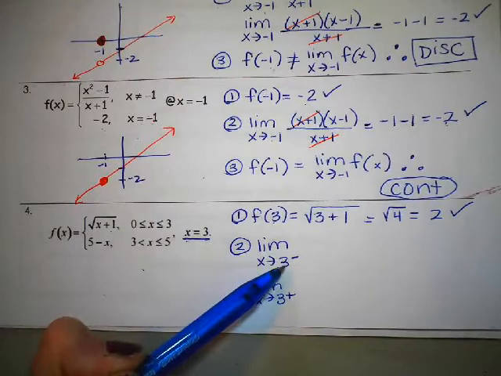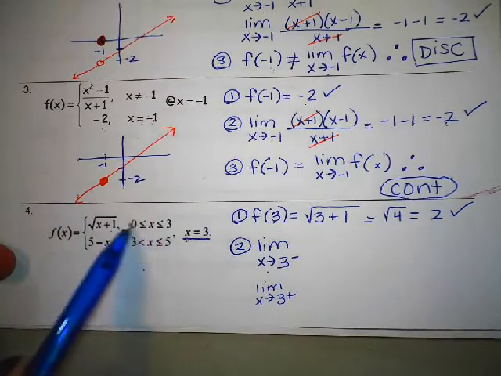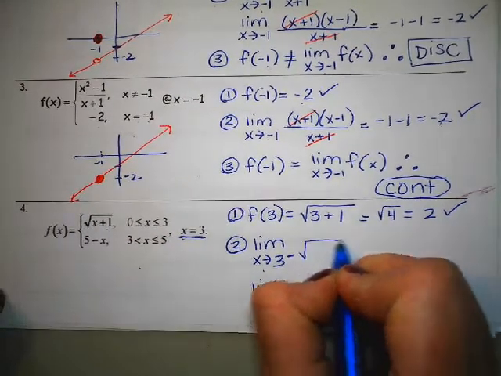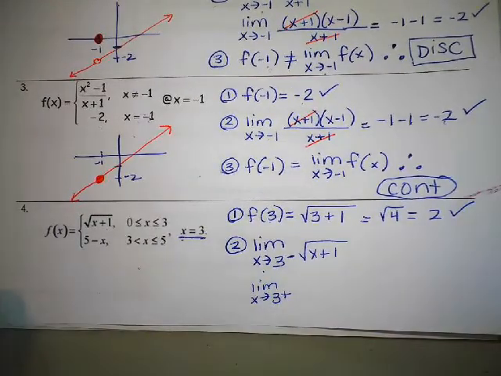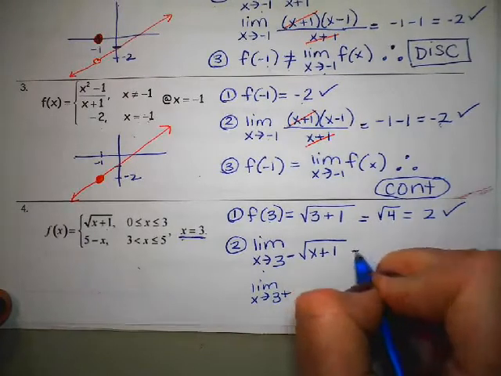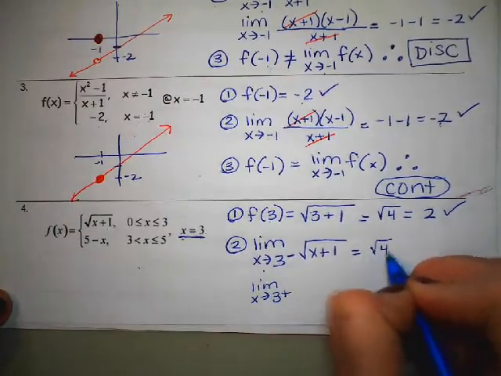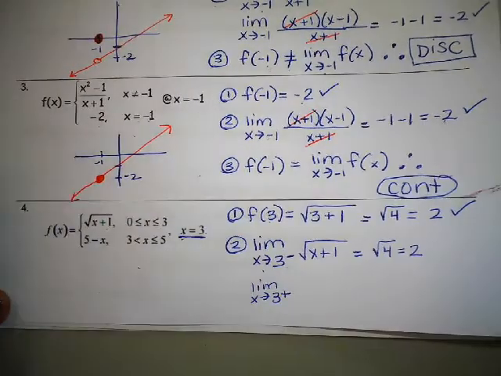So from the left, those are numbers that are smaller than 3. I'm going to use this top function because 0 to 3, I use the top. So I'm going to write the function next to it. Notice when I have that word limit in front, I keep the x's in there. And then I'm just going to go in, and where I see x, I'm going to plug in the number 3. So the square root of 4 is 2. So my left-hand limit is 2. Let's find your right-hand limit.